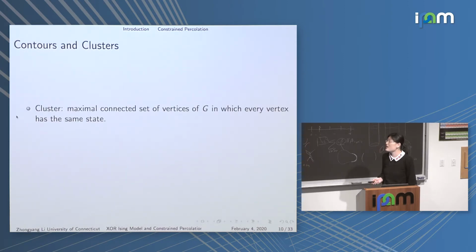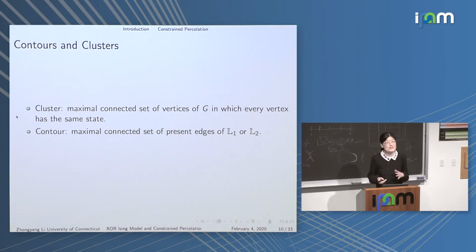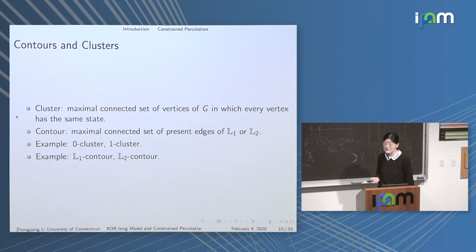So we define the cluster and contour in a natural way. A cluster is nothing but a maximal connected set of vertices in which every vertex has the same state. So we could have a 0 cluster or a 1 cluster. A 0 cluster is a connected set of vertices where every vertex has state 0, and a 1 cluster is a connected set of vertices where every vertex has state 1. Okay, so we can also have examples of contours. A contour is just a connected set of L1 edges or L2 edges such that each edge is separating vertices of different states.